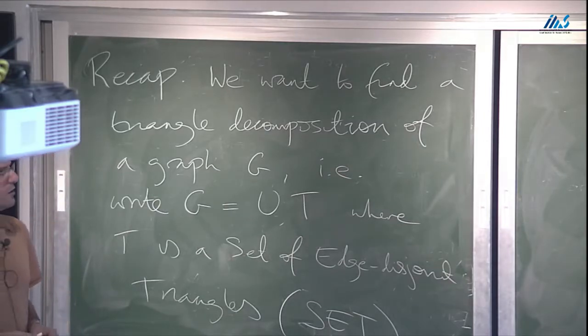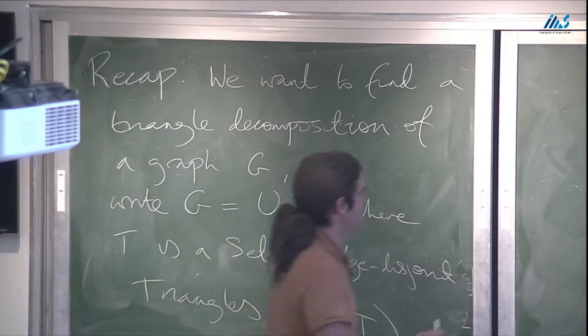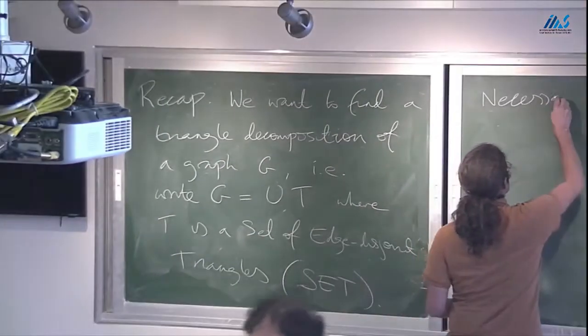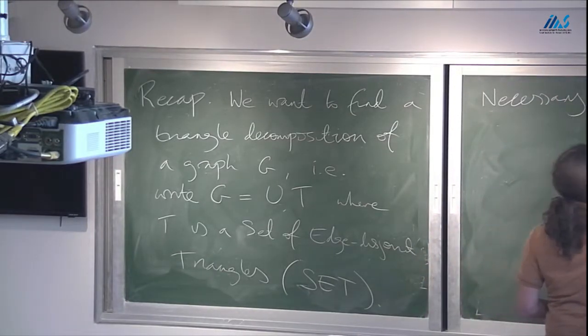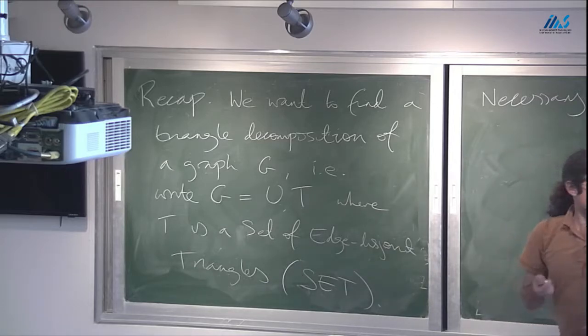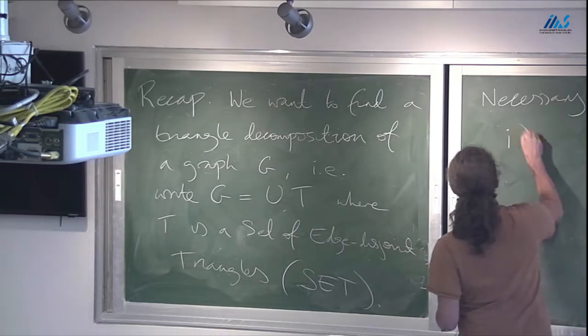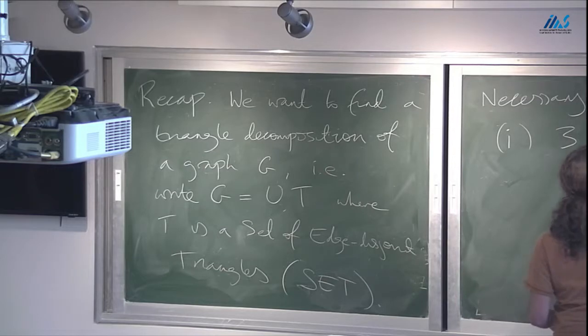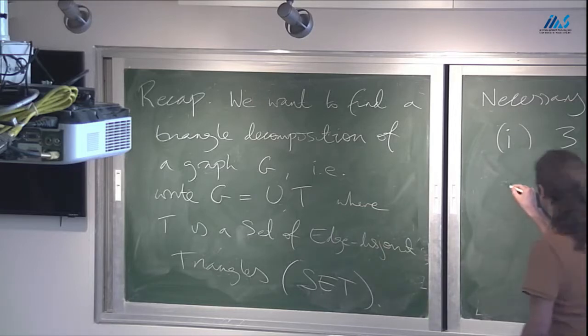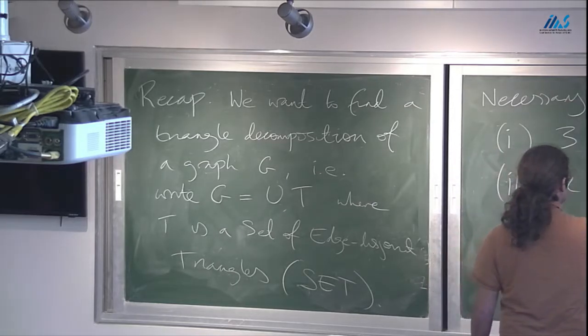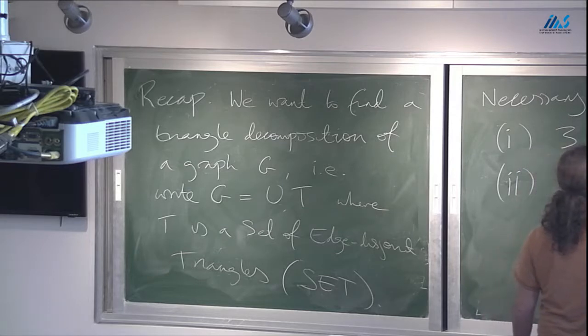Okay, so last time I mentioned a couple of necessary conditions on a graph G for this to be possible. Firstly, the number of edges of G must be divisible by 3. And secondly, the degree of every vertex must be even. So these are obvious necessary conditions. And if these are satisfied, we say that G is tridivisible.